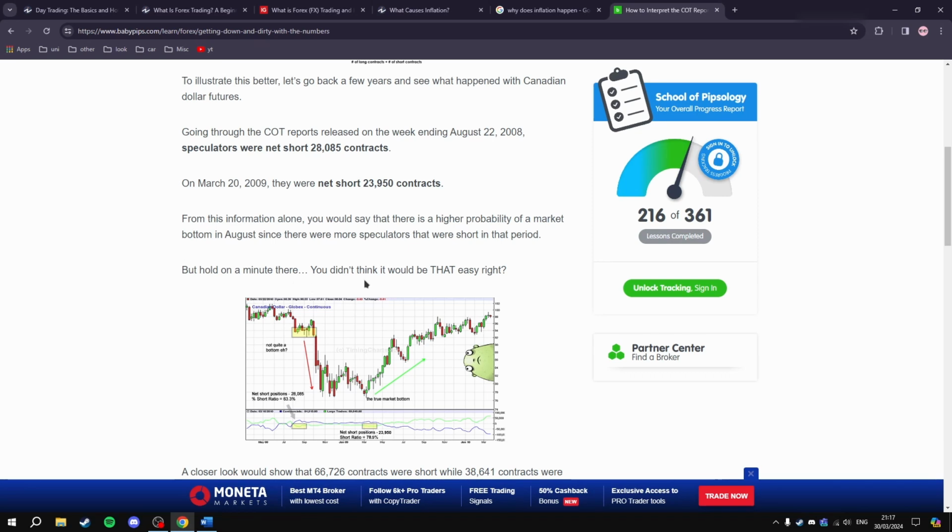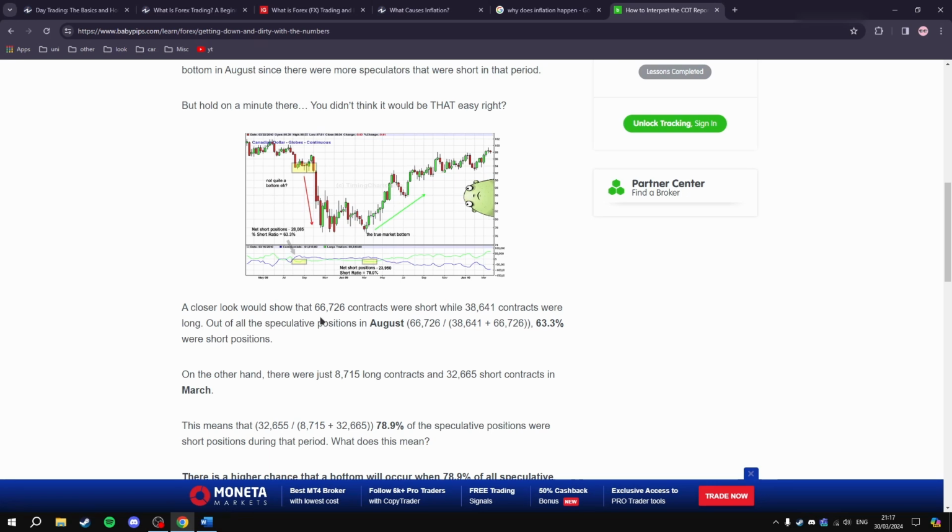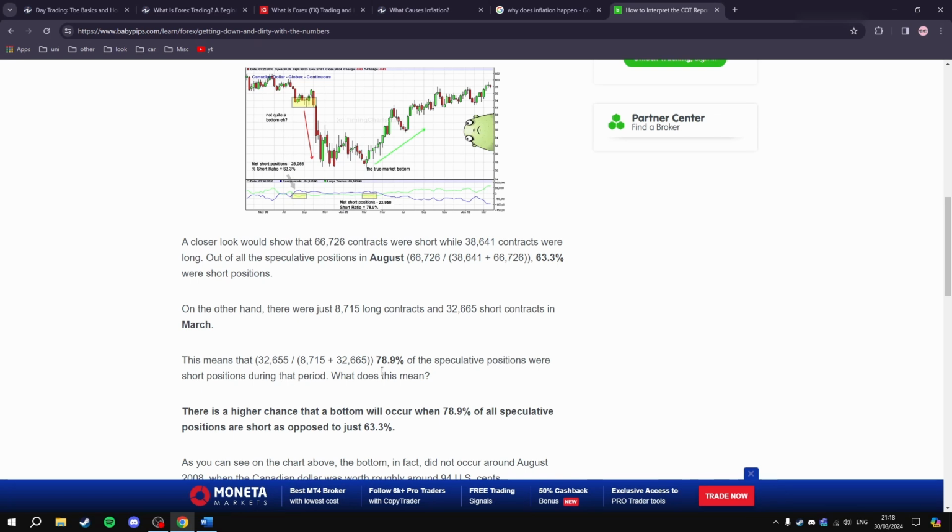But hold on a minute there, you didn't think it would be that easy, right? A closer look would show that 66,726 contracts were short, whilst 38,641 contracts were long. Out of all the speculative positions in August, 63.3% were short positions. On the other hand, there were just 8,715 long contracts and 32,665 short contracts in March. This means that 78.9% of the speculative positions were short positions during that period.